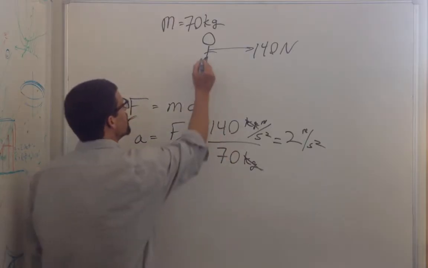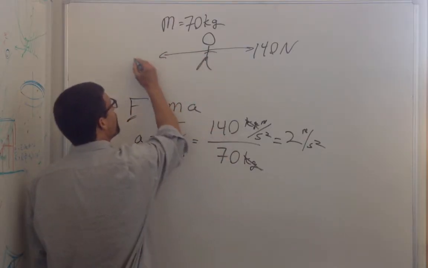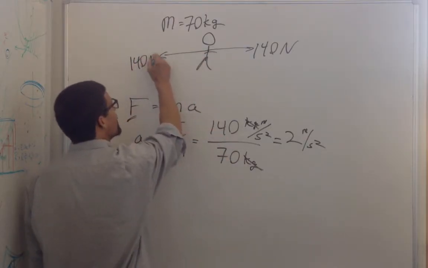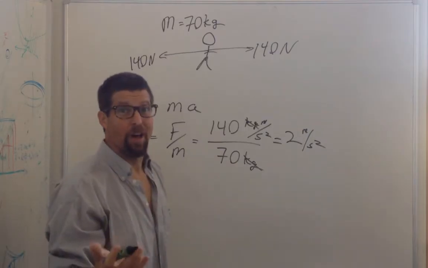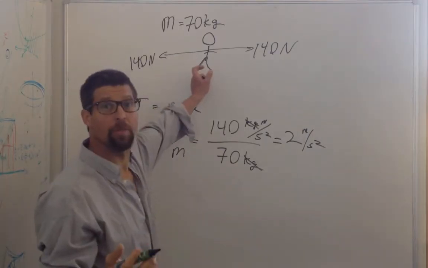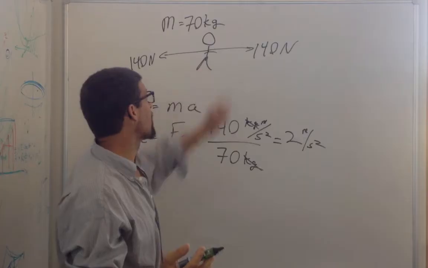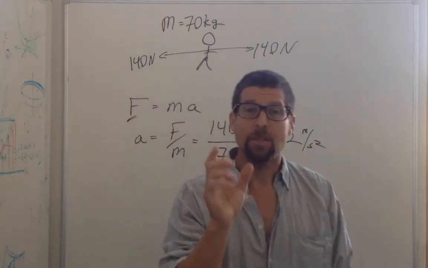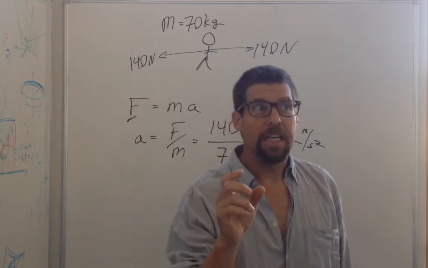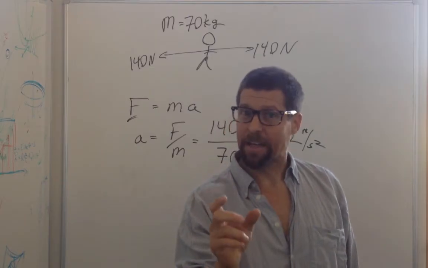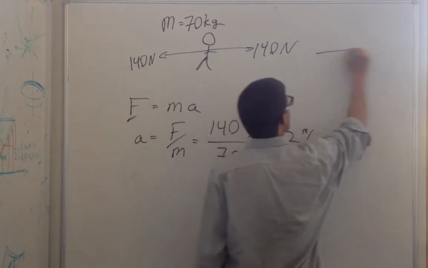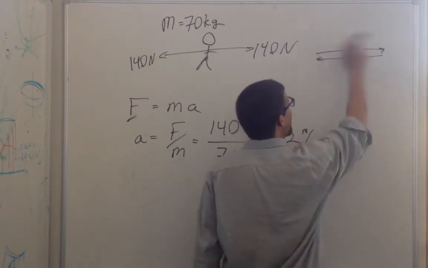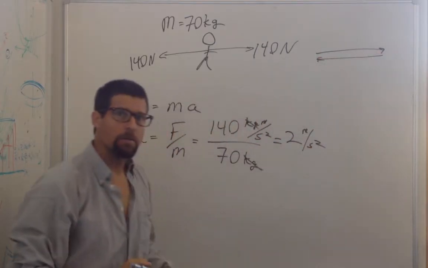But what if that force is in this direction? Now we know what happens. Nothing, right? Except I get strangled maybe. There's no acceleration because these two forces cancel out. So what we realize is force is a vector and must be added like vectors. We add vectors like this, nose to tail, and add it up, it gives me 0.